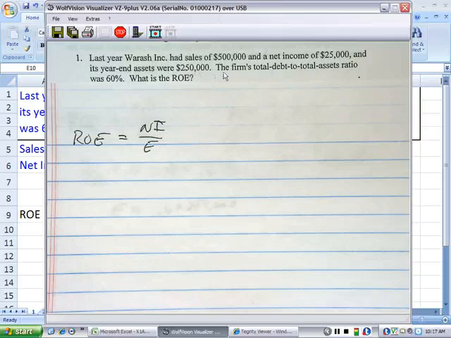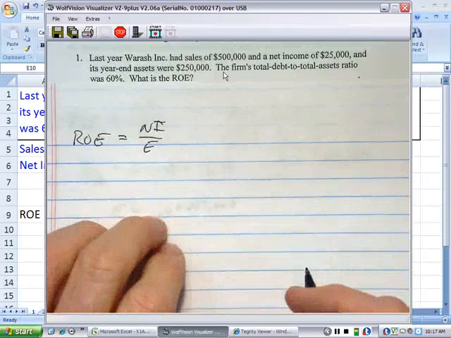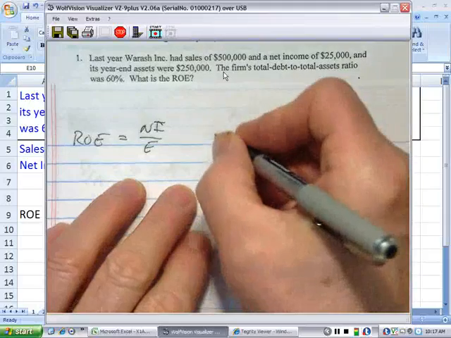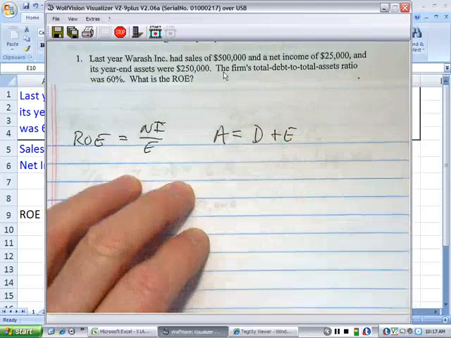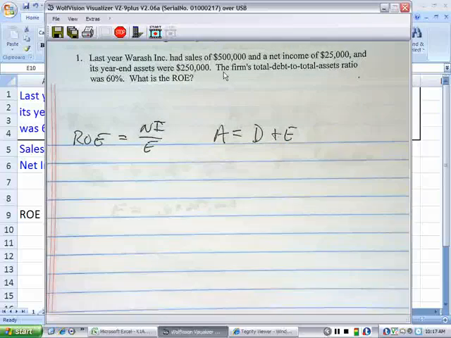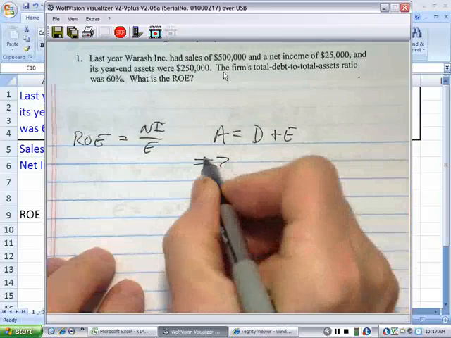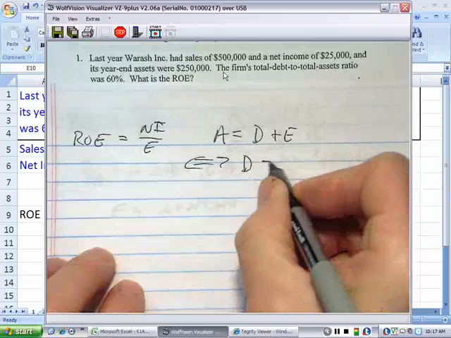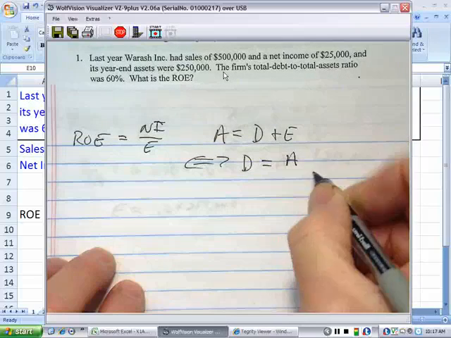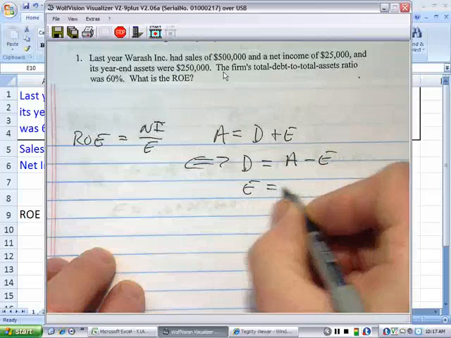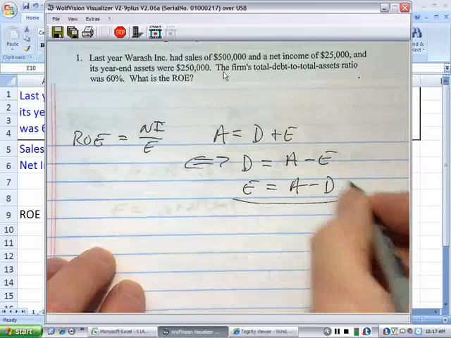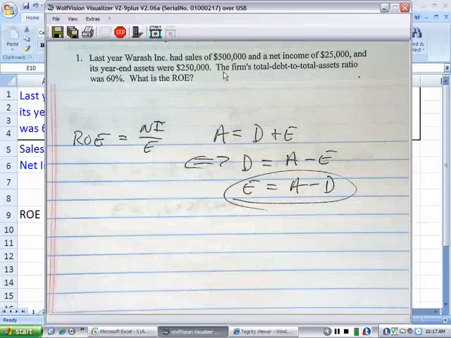We do know what our assets are. So the second piece of information we want is the identity of a balance sheet, namely that assets are equal to your debt plus your equity. If we solve this for debt, our debt level is equal to our assets minus our equity, or conversely, equity is assets minus debt. And it's this latter one that we want to be using here.